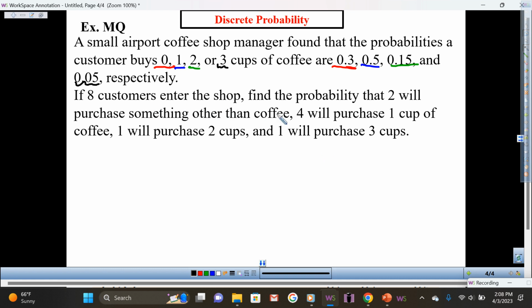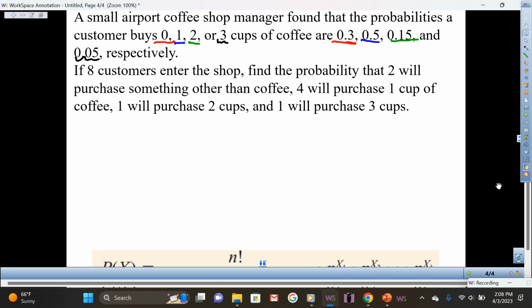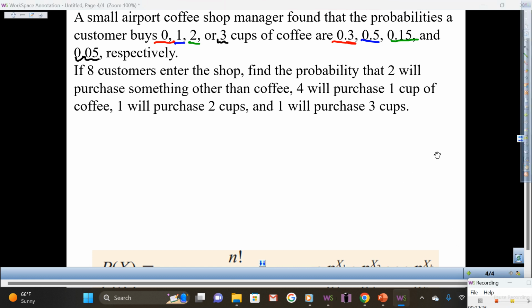If a customer enters the shop, find the probability that 2 will purchase something other than coffee, 4 will purchase 1 cup of coffee, 1 will purchase 2 cups, and 1 will purchase 3 cups. All right? I'll give you a head start to set up your values first. Like I said, you don't have to copy the problem on your paper, but start setting up your values, and then we'll go from there. Give you a head start. Copy it. All right, I think we got it.